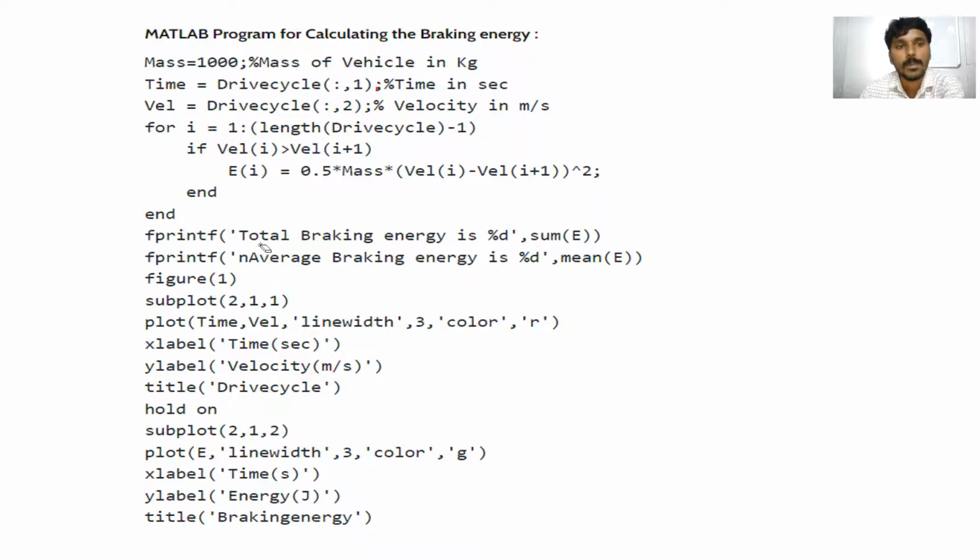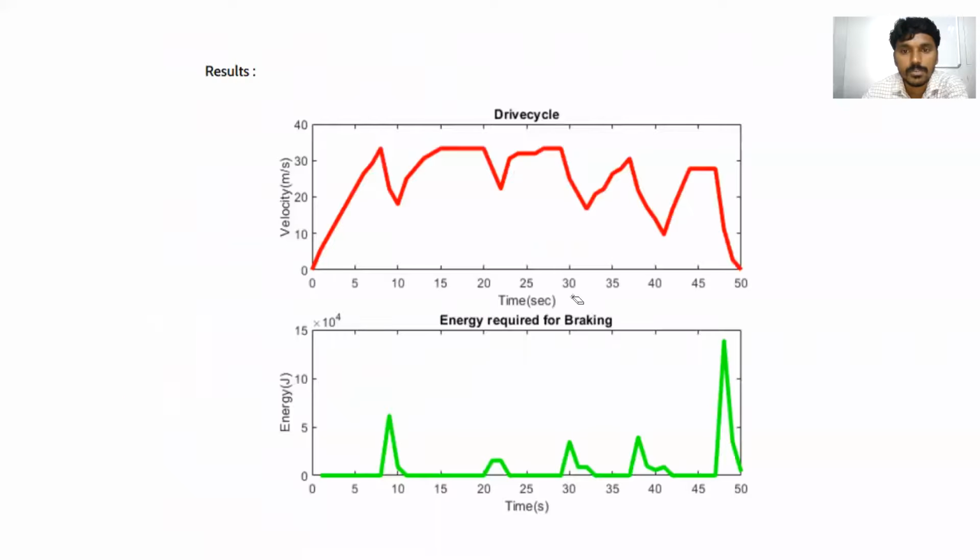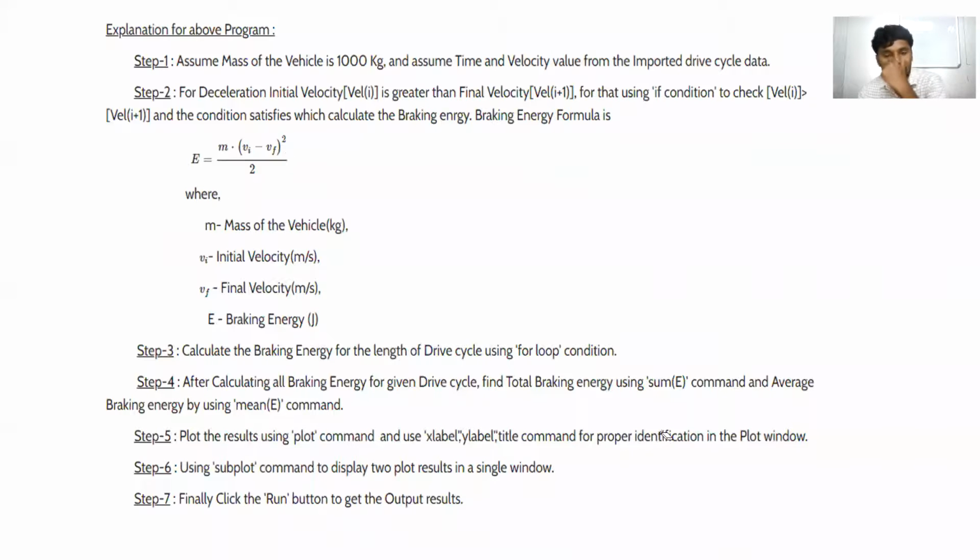fprintf, bracket open, total braking energy is percentage d, semicolon, sum of E. Sum of E is nothing but the total energy required for the braking of the vehicle. Or the total energy required for braking the vehicle. So we are doing the summation. Sum is nothing but add, plus. Clear?